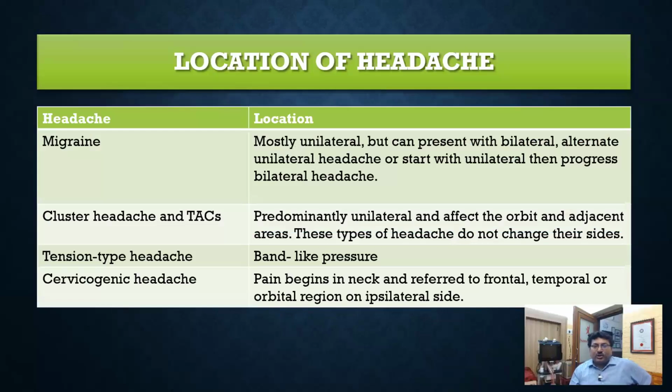Now coming to the location, most commonly migraine is unilateral, but can present as bilateral, alternate unilateral headache, or start with the unilateral and then progress to a bilateral or global headache. Whereas the cluster headache is predominantly unilateral and affects the orbit and adjacent areas, and this type of headache does not change sides. Tension type of headache has a band-like pressure. In cervicogenic headache, pain begins in the neck and refers to the frontal, temporal or orbital region of the ipsilateral side.